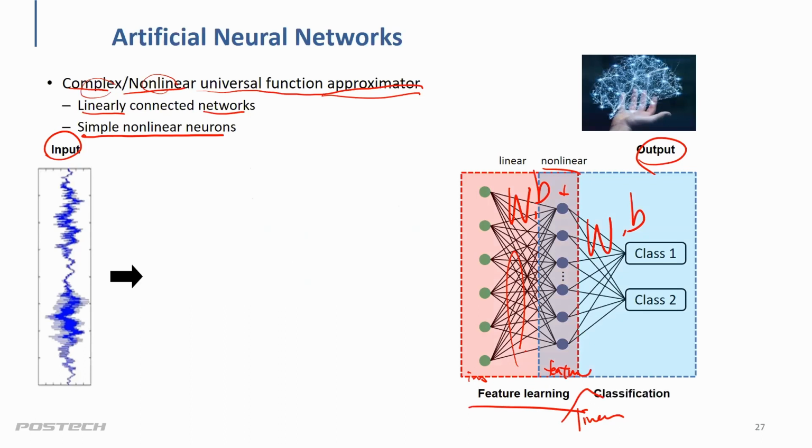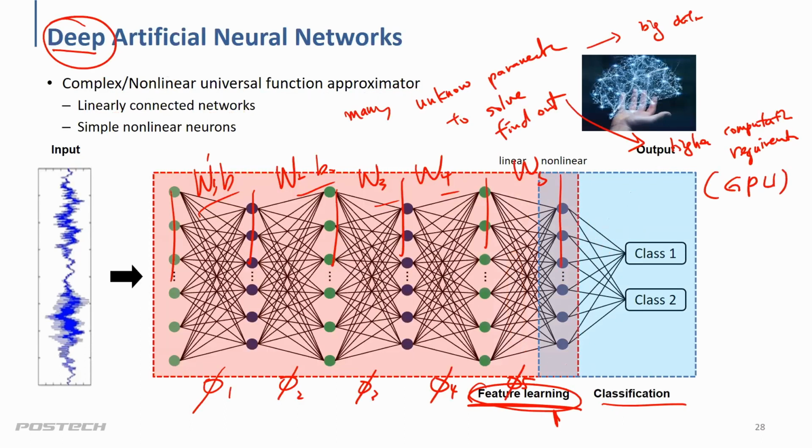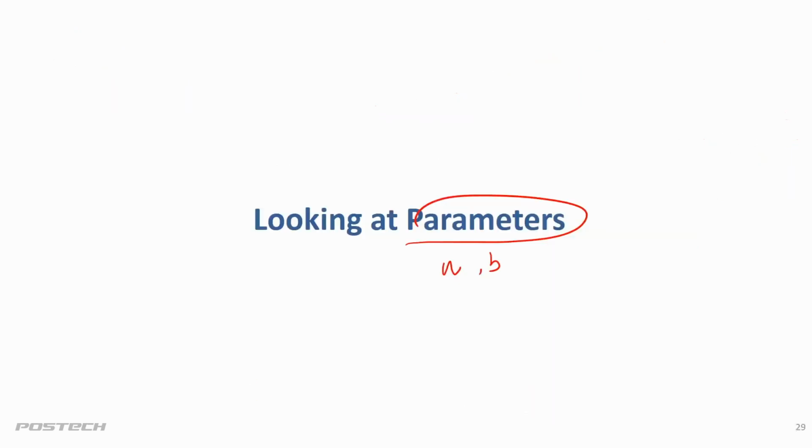So then what is deep learning? If you include more hidden layers, it will be a deep artificial neural net. And the next thing was looking at the parameters. Basically, we want to know what's the meaning of weights and bias.